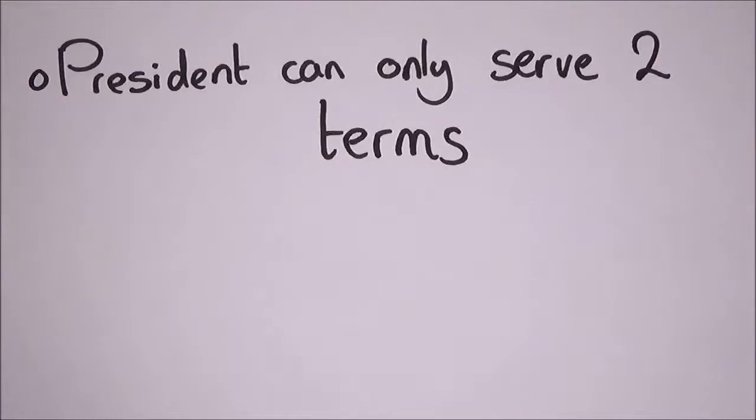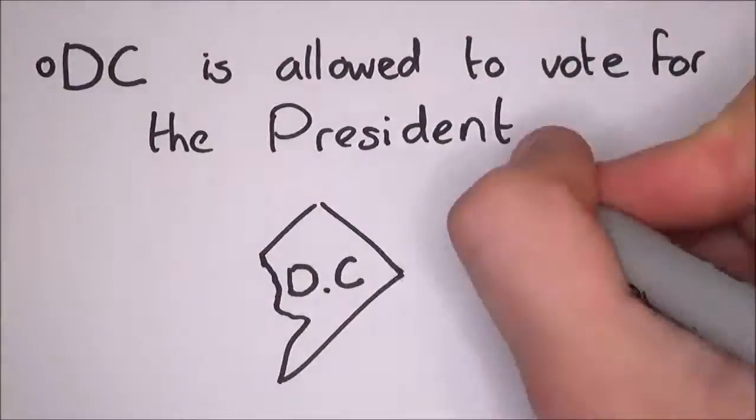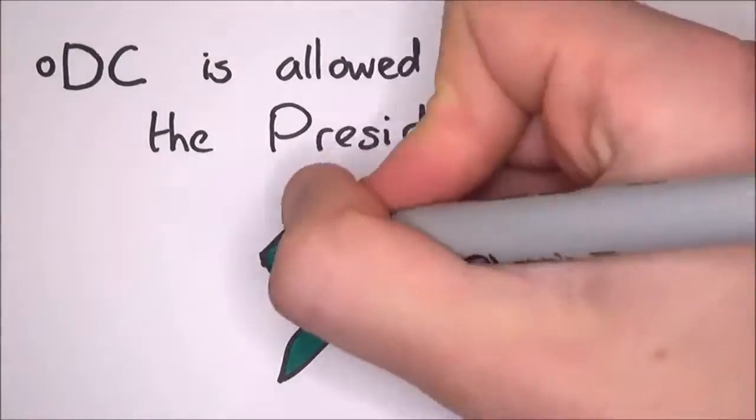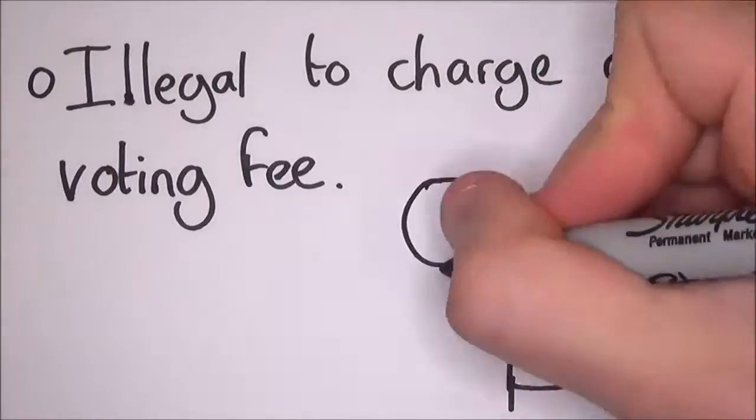The president isn't allowed to serve more than 2 terms. This stops you having the same president for too long. This came in after Franklin D. Roosevelt served 3 full terms and died in his 4th. The District of Columbia, aka DC, is allowed to vote for the president. It is illegal to charge a voting fee, however there are ways around this.